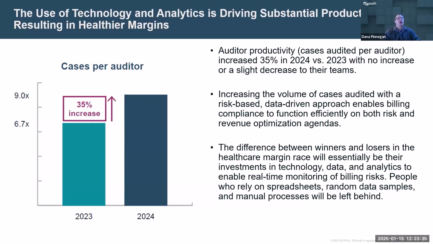So the first one is from 2023 to 2024, we saw billing compliance auditors have a 35% increase in the number of audits they were doing. And okay, why was that? Well, they implemented technology, the same technology that allowed those auditors to go in and say, I work in orthopedics, I work in primary care. Show me my providers that are habitually overcoding and undercoding compared to CMS, compared to the MDaudit community. And it puts them right in front of there so they can audit them immediately.